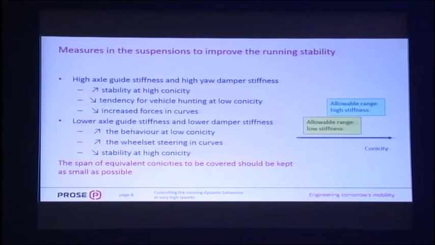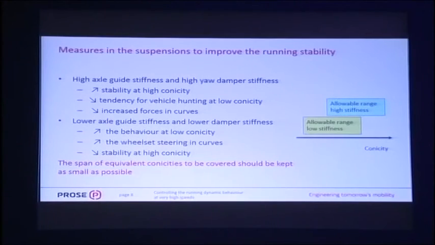So now what are the classical means to prevent this running instability? You can stiffen your axle guides. So you introduce, for instance, a rubber element with a high stiffness, and you choose high yaw damper stiffnesses. That has a positive influence on the stability at high conicity, but has the tendency that at low conicity the vehicle starts hunting. And it's adverse to the forces between rail and wheel in curves, so it increases these forces.